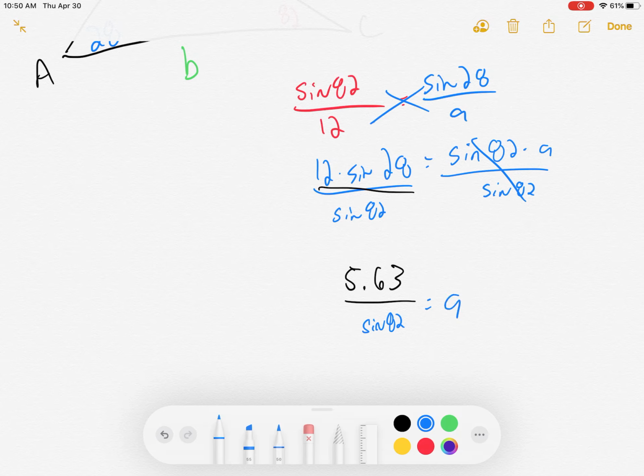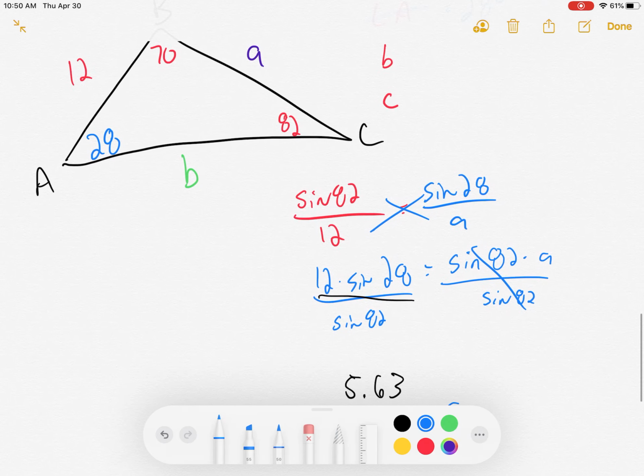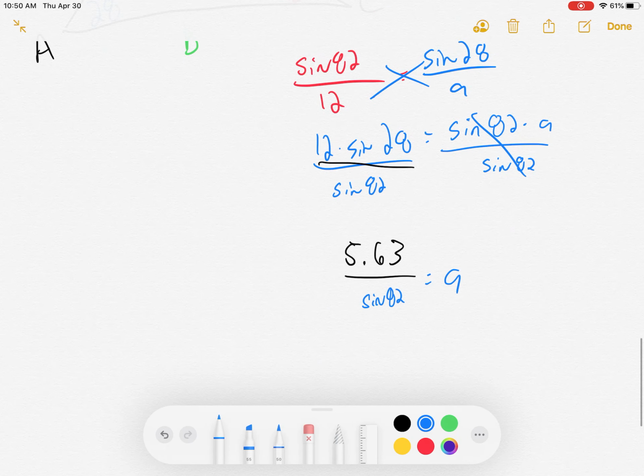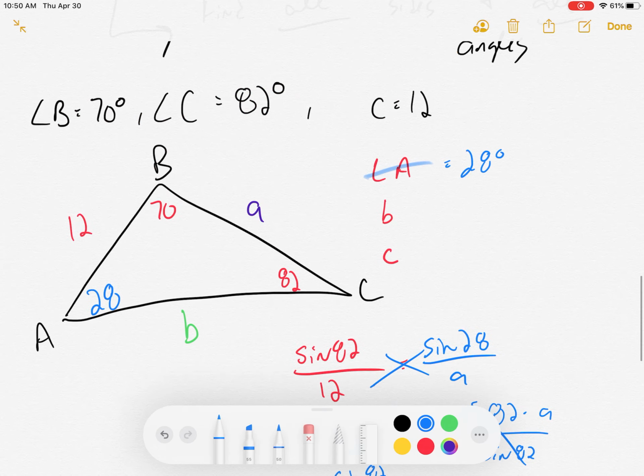So now we just clear it out. Again, clear out your calculator. Just use the decimal because it gets confusing with parentheses in there. So 5.63 divided by sine of 82. And you should end up getting A equals 5.69.